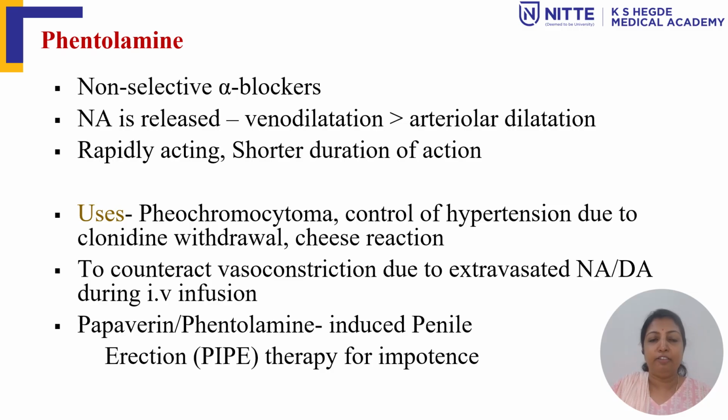Another non-selective alpha blocker is phentolamine. Here again noradrenaline is released, which produces venodilation more than arteriodilation, and they are rapidly acting with a very short duration of action. So they can be used in pheochromocytoma. They can be used to control hypertension due to clonidine withdrawal or cheese reaction, and can also be used to counteract the vasoconstriction due to extravasation of noradrenaline or dopamine during IV infusion.